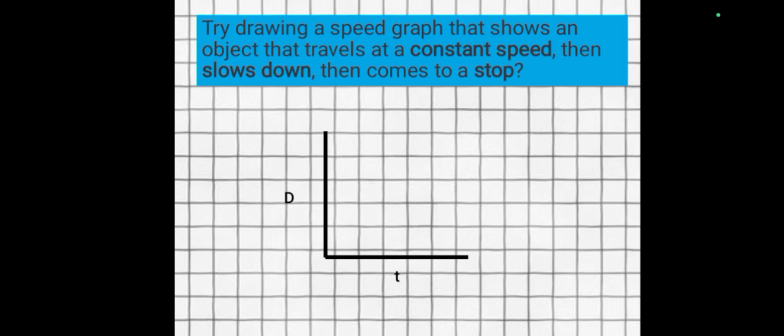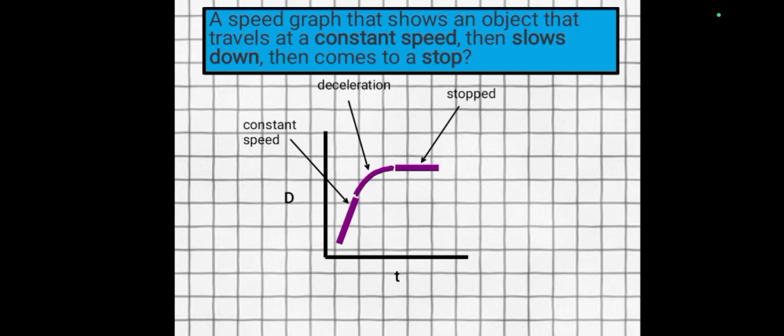Now this time we'll integrate these three slopes. One, the object travels at constant speed, then slows down, then comes to a stop. So constant speed first, and then it decelerates, it slows down, and then comes to a stop. So what will be the motion graph of the following? And here is our answer. Okay, so for constant speed, a diagonal straight line. For deceleration, when it slows down, it is bending towards time. And when it stops, that means a horizontal flat line.